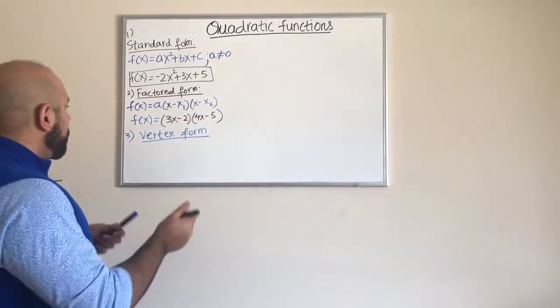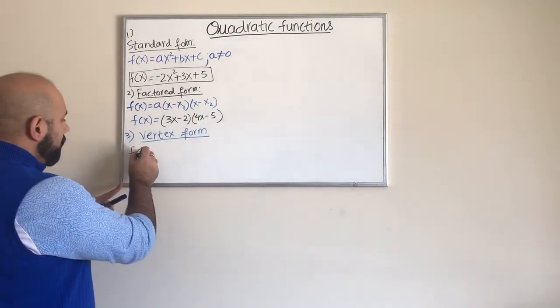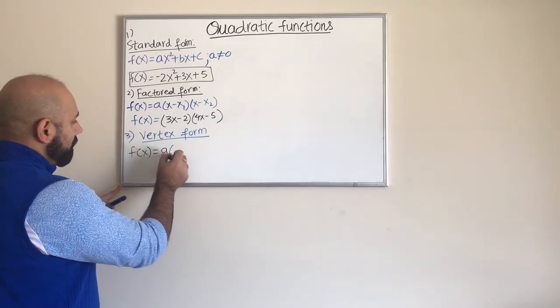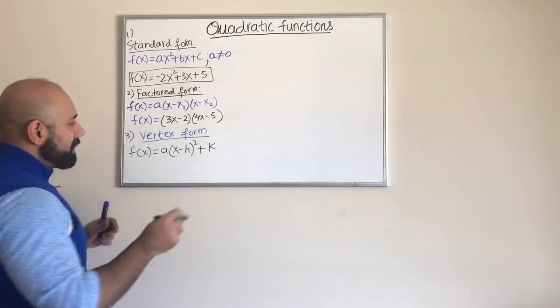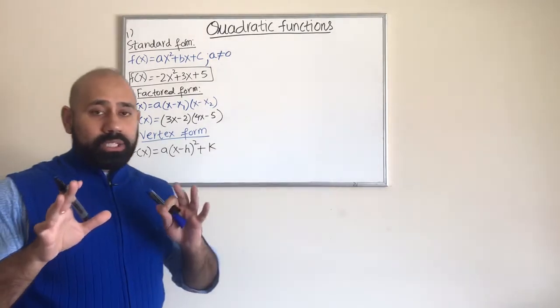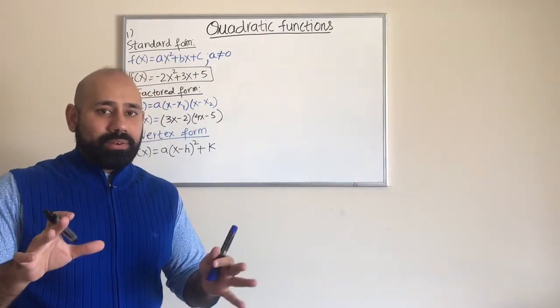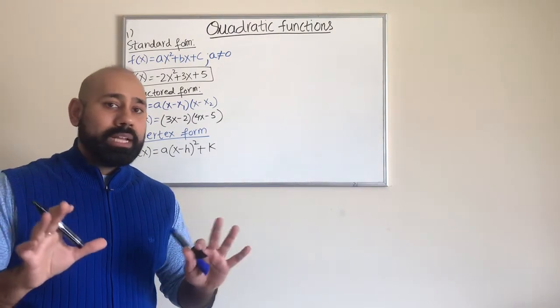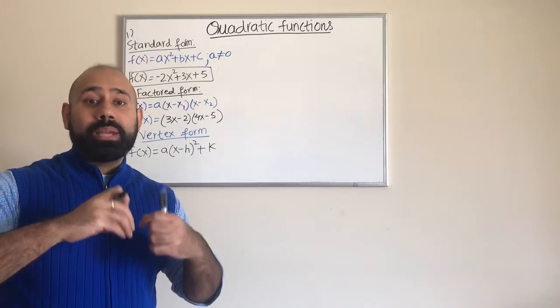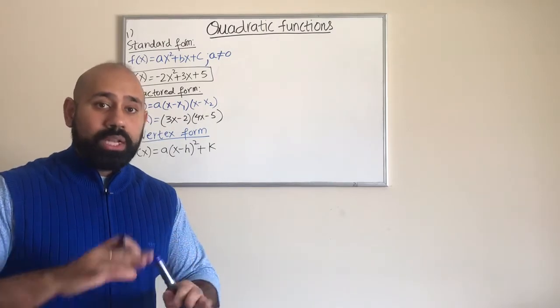Okay. So vertex form looks like this. You have f of x equals a times (x minus h) whole squared plus k. And this h and k, let's hold on to that. What they actually signify has to do with the vertex. They are basically the coordinates of the vertex, but it will make more sense when we actually do some examples on that, which we will do in a later video.